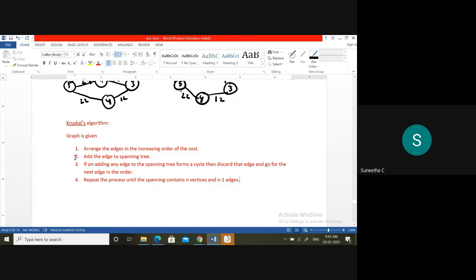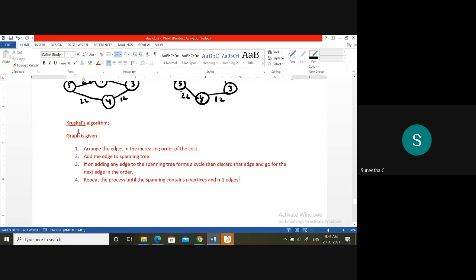Okay, so what we are doing here: a weighted graph is given as the input to the algorithm. First of all, we have to arrange the edges in the ascending order of the cost. Next, we have to take the edges one by one and add them to the spanning tree. If on adding any edge to the spanning tree forms a cycle, then we have to discard that edge and go for the next edge in the order. We have to repeat the process of adding the edges to the spanning tree until the spanning tree contains n vertices and n minus 1 edges. This is the procedure that we follow in Kruskal's algorithm.